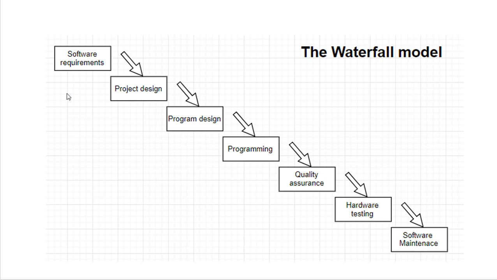Here is a graph that describes this linear sequential relationship. We can see after software requirements, it goes to project design and so on. Just like the waterfall, those phases follow this relationship.